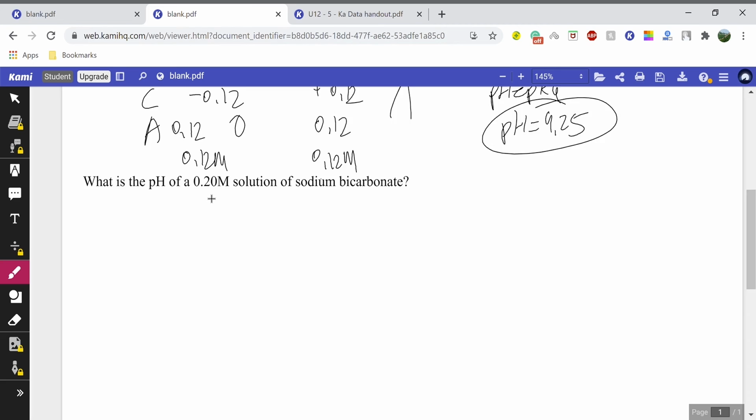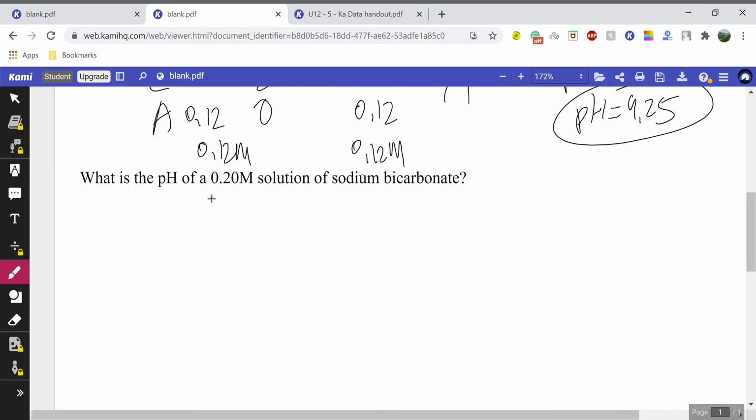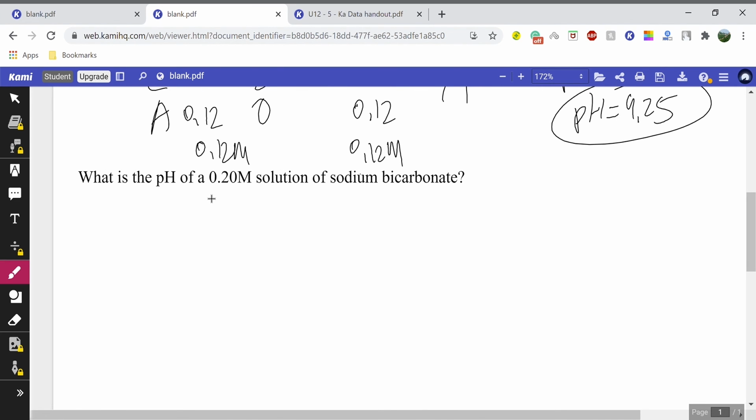Alright, now I have the final question. This says, what is the pH of a 0.2 molar solution of sodium bicarbonate? Sodium bicarbonate is NaHCO3. Na is a spectator ion, so that's going to be ignored. Now I have HCO3 minus.